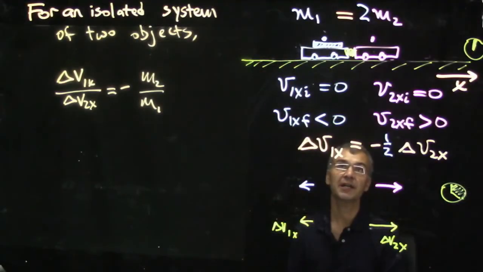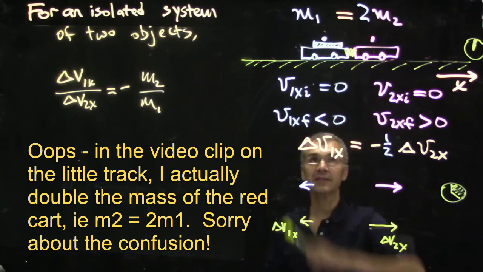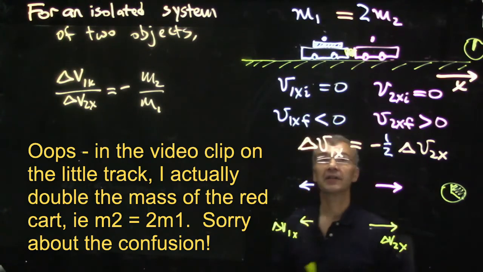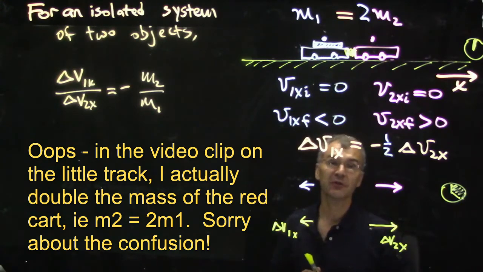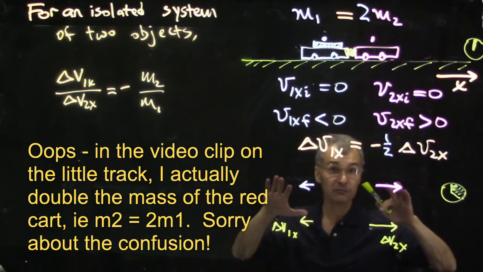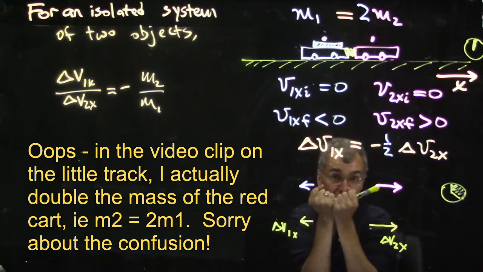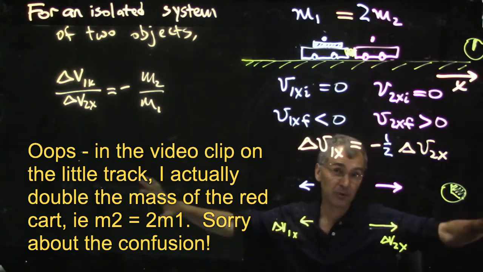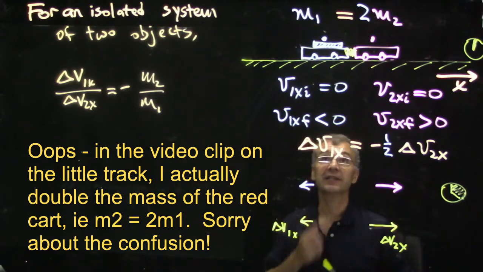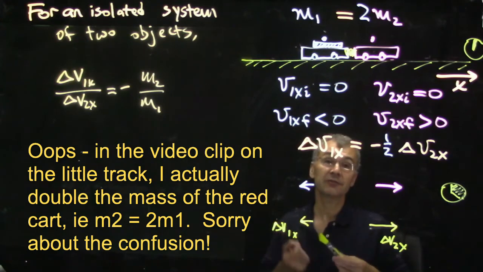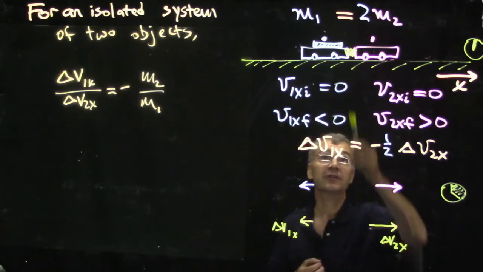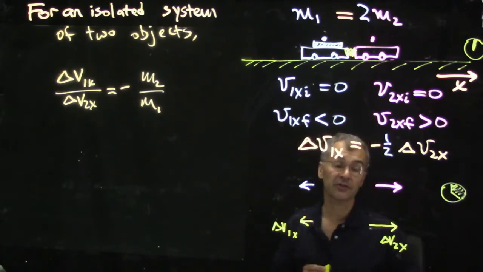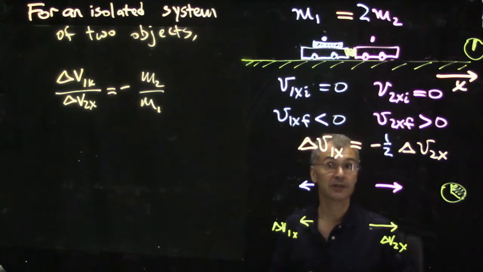Let's look at the same thing now for the case where we add an extra unit of mass to the blue cart. So now the blue cart is 2 units of mass, the red cart is 1 unit of mass. They both start out at rest, and they're connected by a compressed spring, and then I release the spring and they push apart from one another. So the change in velocity of the blue cart will be -1/2 the change in velocity of the red cart, since the blue cart has twice the mass of the red cart.